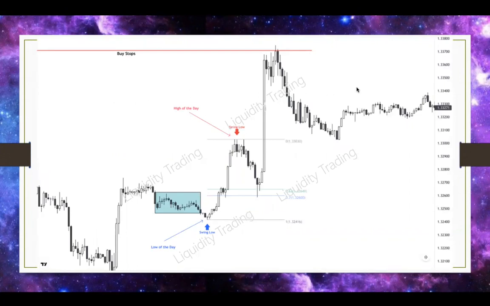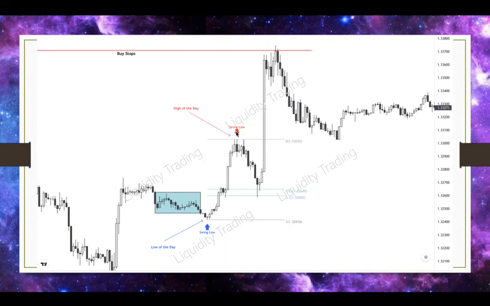Now, this is another example of how to use the fib. First, we have a swing low, and also a swing high, and something that will be more advanced in fib use is to notice that this is the low of the day in the market, and this is the high of the day in the market before the fib retracement happened. So before this retracement happened, this blue arrow was the low of the day, this was the high of the day.